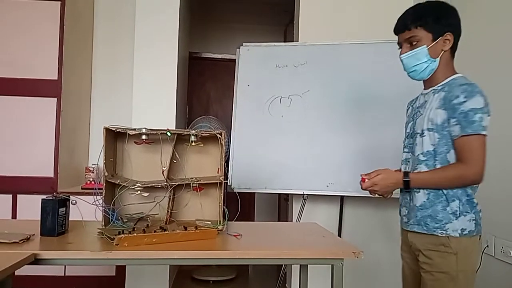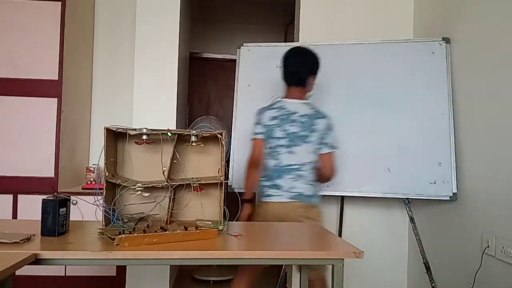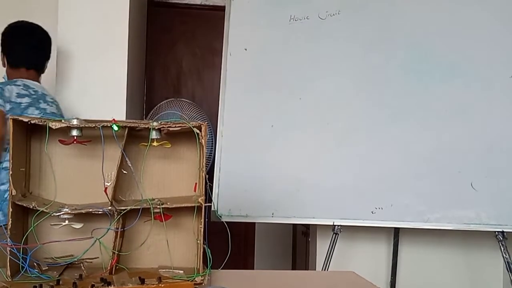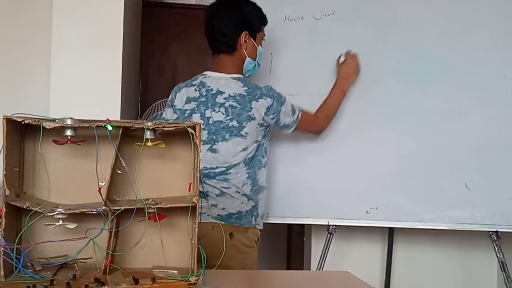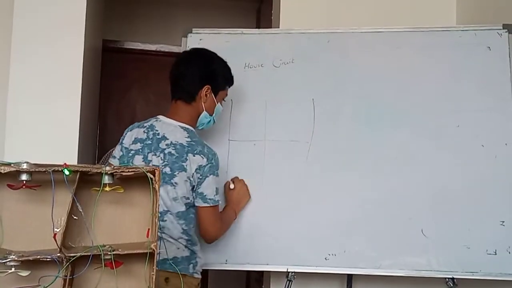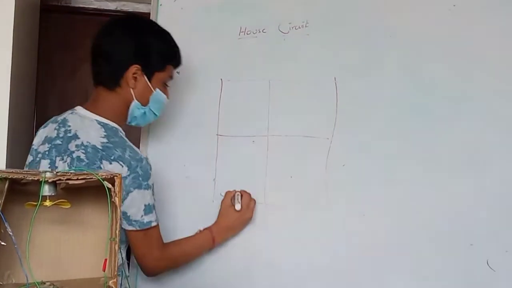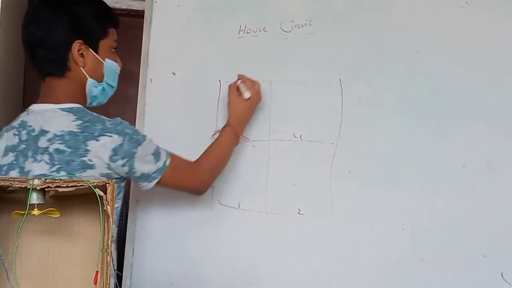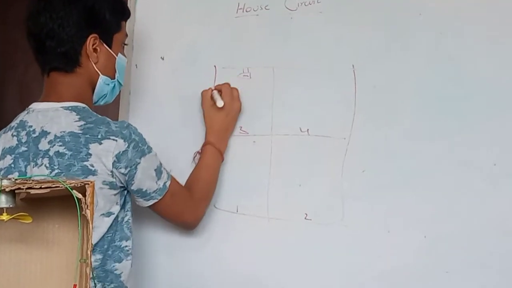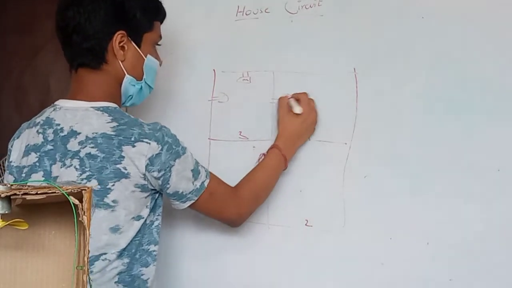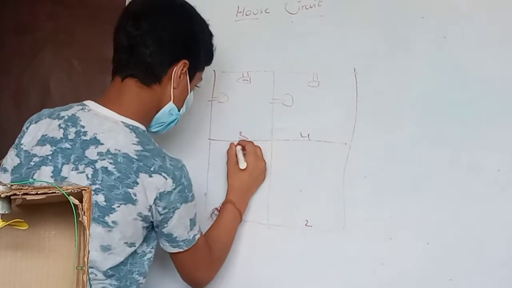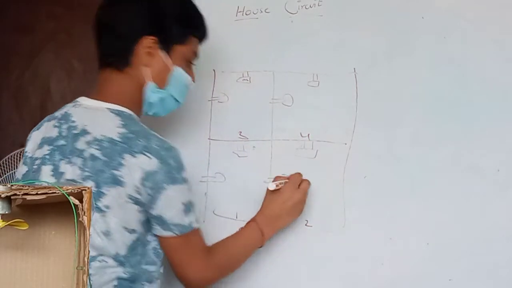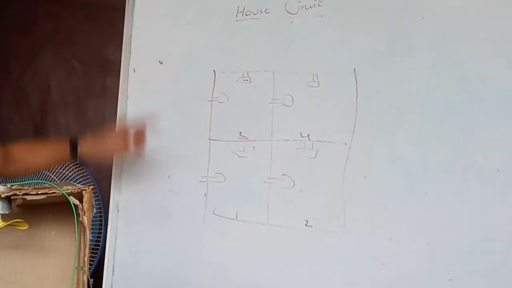Now, the main thing, how does it work? Let me just erase this. So, this is our house. This is room 1, room 2, room 3, room 4. These are the 4 rooms, and each room has a motor and an LED. So every room has a motor and an LED.